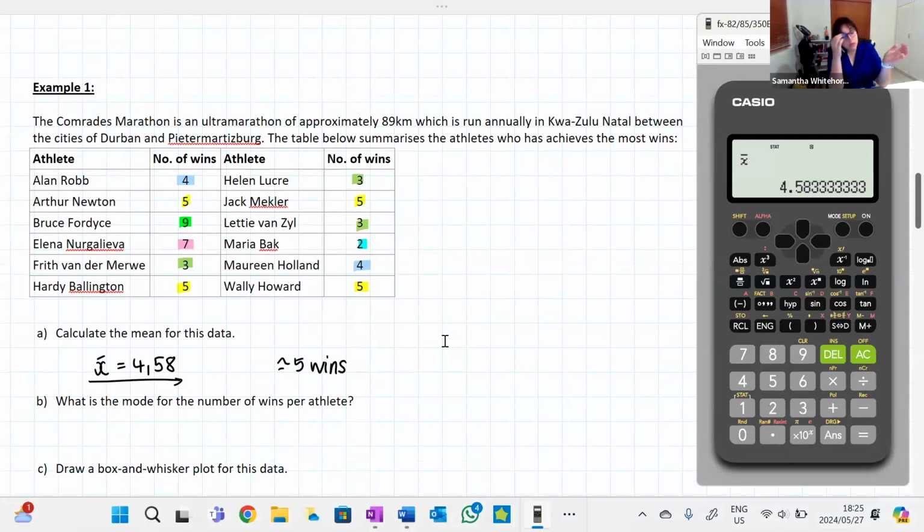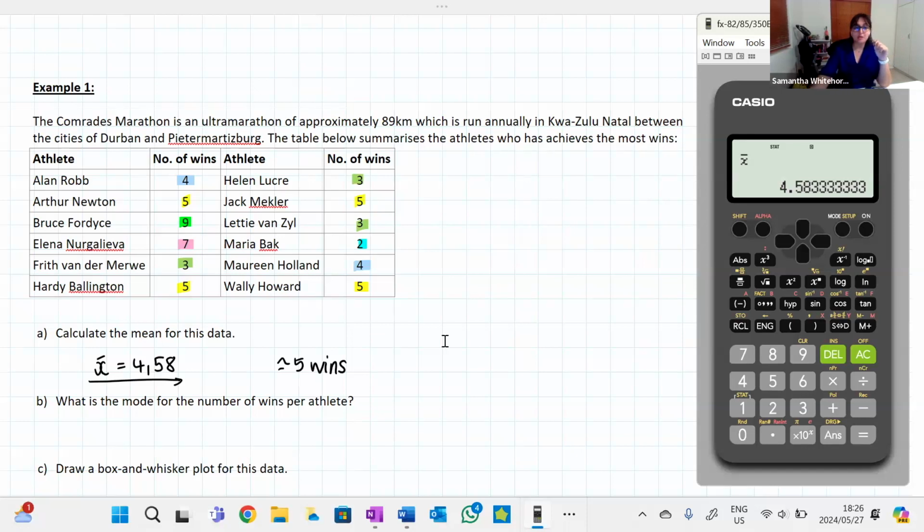If you wanted to work it out longhand, adding the values and dividing by 12, that's fine. But what's nice is that even though it took a little long to put in my data, I have it there when I need to do the standard deviation a bit later. Okay, so we've got the mean sorted.